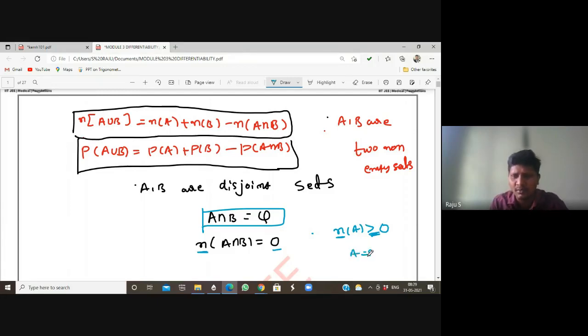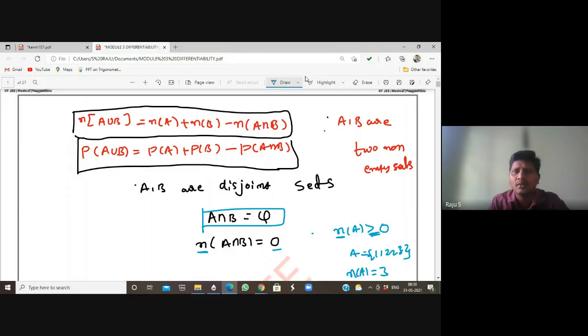For example, A is equal to 1, 2, 3. What is n of A? n of A means the number of objects or number of elements: 1, 2, 3. That's 3. So 3 is greater than 0, clearly. Right? So this is the formula we can apply.